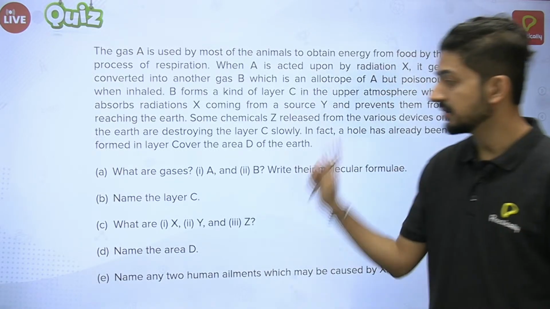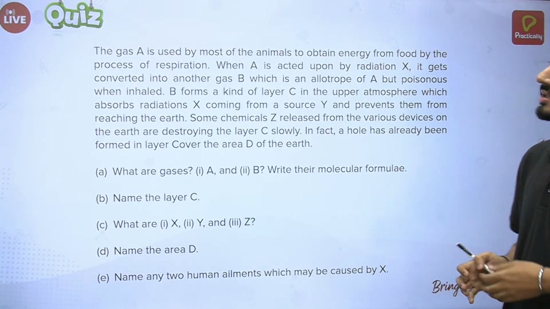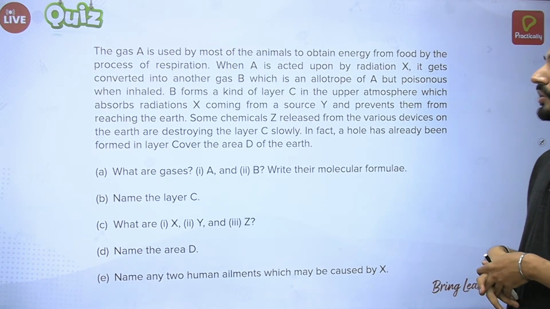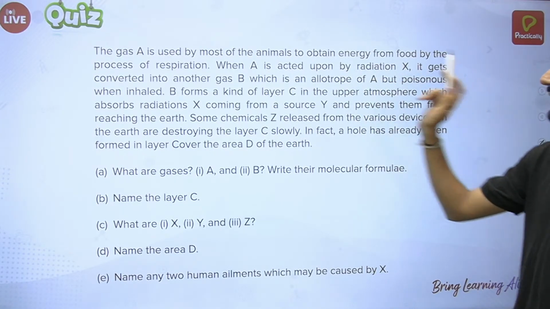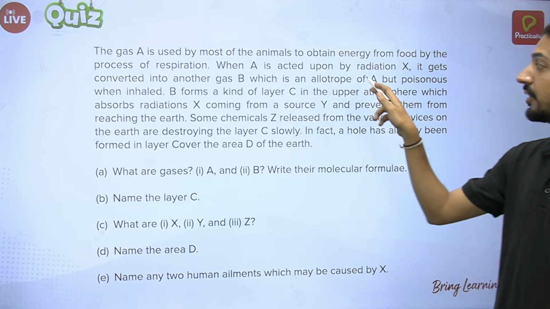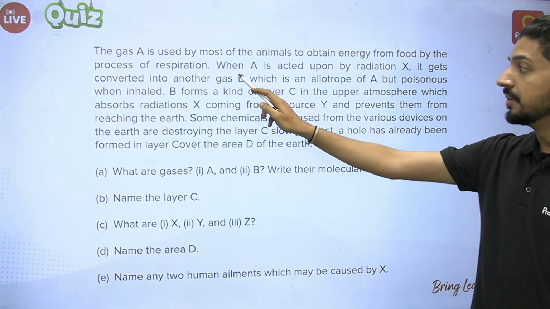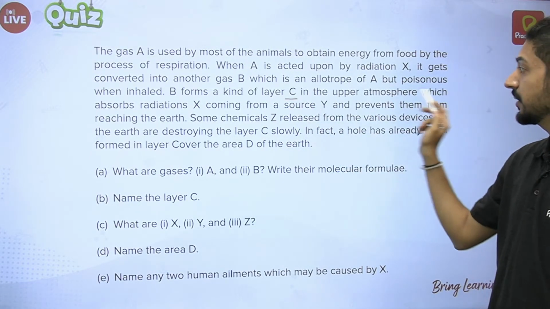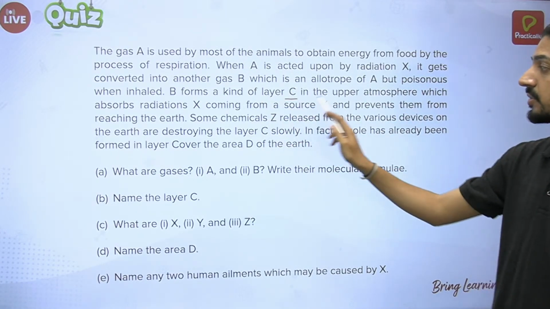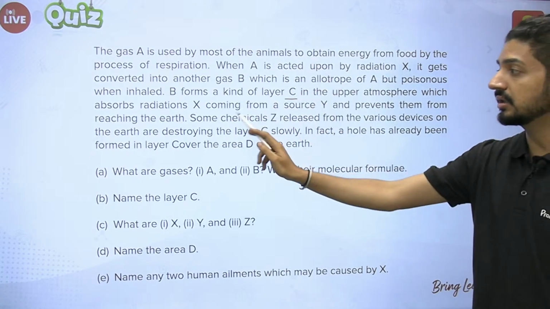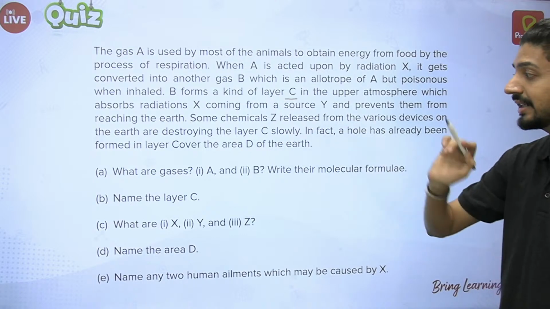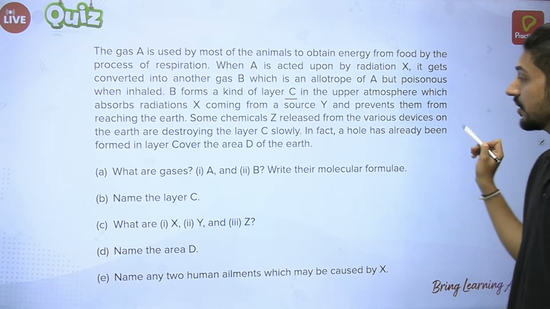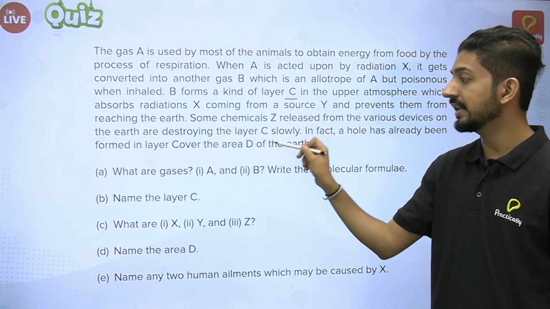Yeah, fine. This is one more question. Gas A is used by most of the animals to obtain energy from food by the process of respiration. When A is acted upon by radiation X, it gets converted into another gas B, which is an allotrope of A but poisonous when inhaled. B forms a kind of layer C in the upper atmosphere which absorbs radiation X coming from a source Y and prevents them from reaching Earth. Some chemicals Z released from various devices on the Earth are destroying the layer C slowly. In fact, a hole has already been formed in layer C over the area D of the Earth.